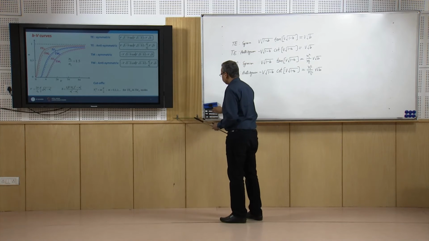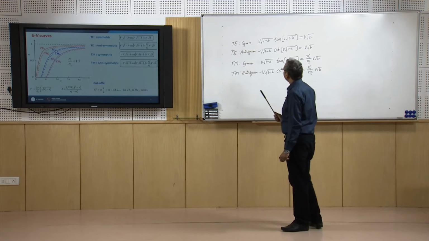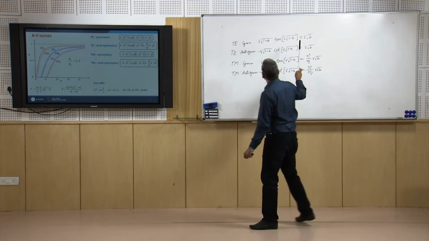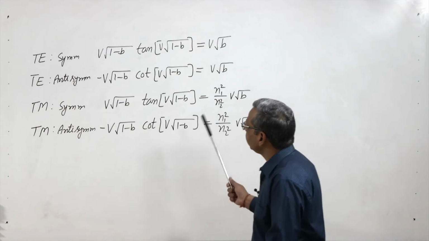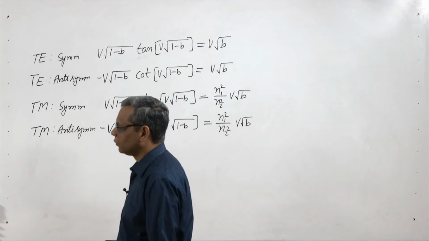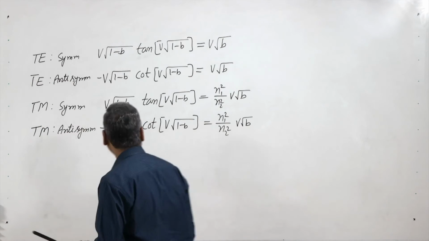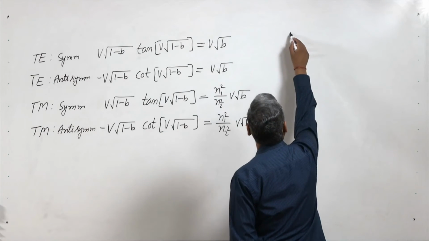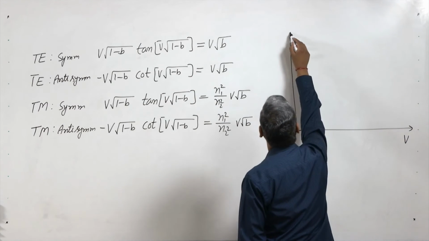So, I can have the transcendental equations in normalized parameters, and by solving these equations for different values of V, I can generate VB curves. So, those VB curves would look like this: this is V and this is B.